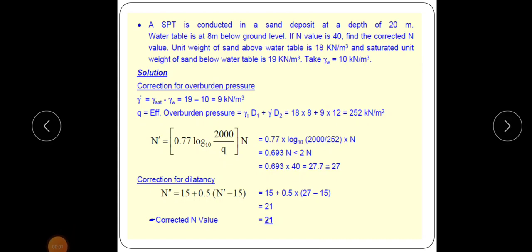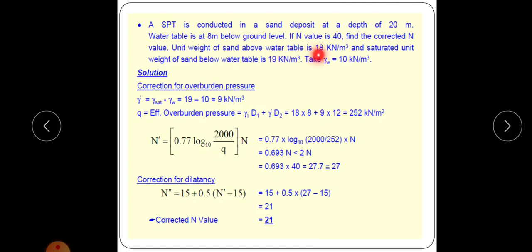So the next problem based on standard penetration number. A SPT is conducted in a sand deposit at a depth of 20 meter. The water table is at 8 meter below the ground level and N value is 40. Find the corrected N value.